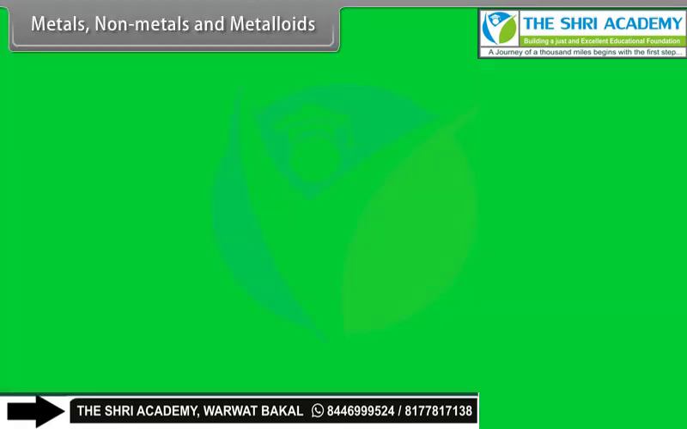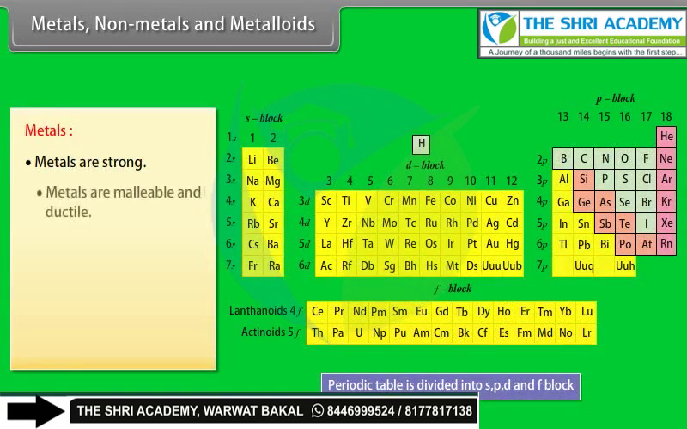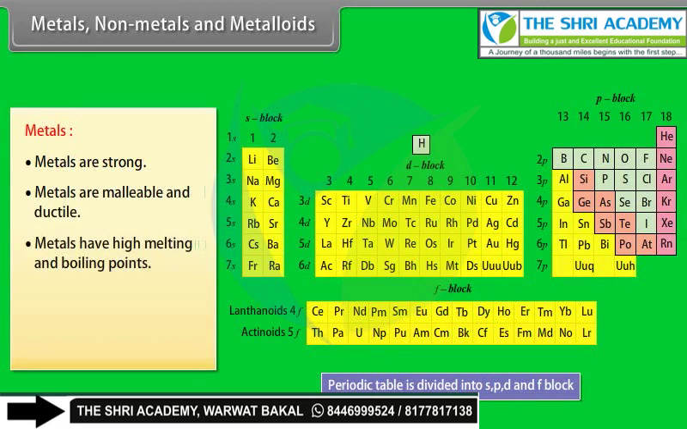Metals, nonmetals, and metalloids. Metals. Metals are strong. Metals are malleable and ductile. Metals have high melting and boiling points. Metals are good conductors of heat and electricity.